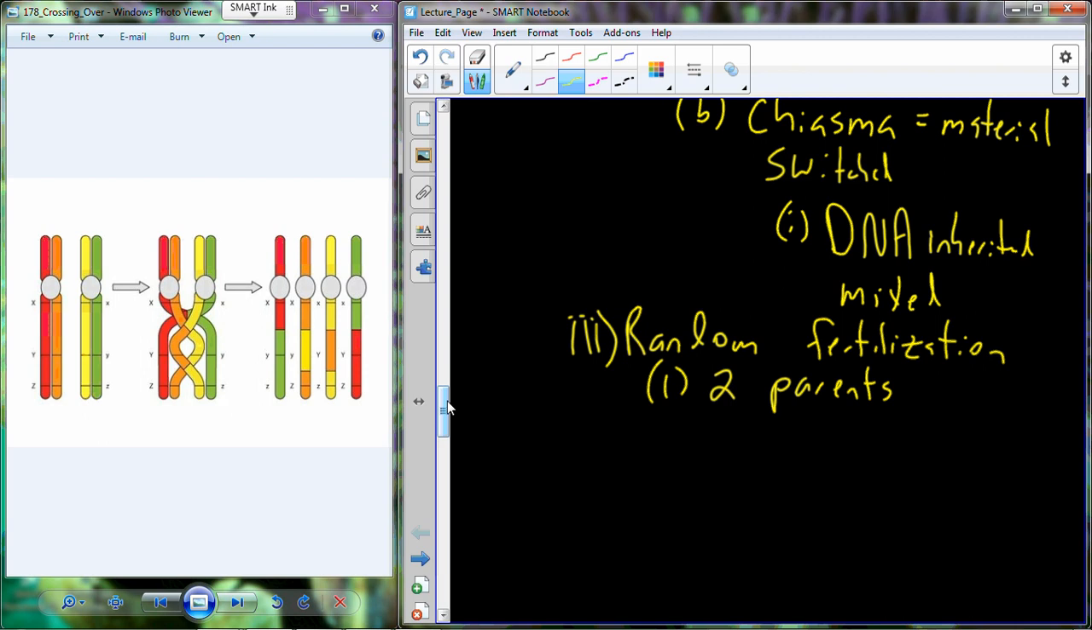So in humans, during sexual intercourse, it's typically one egg that's going to be released, and then 100 million sperm that are released. And any one of those 100 million sperm, containing a massive amount of different types of chromosomal composition, can fertilize the egg.